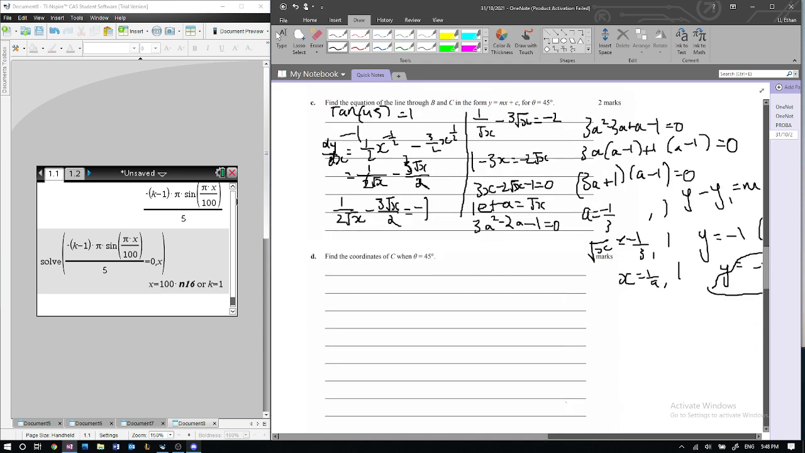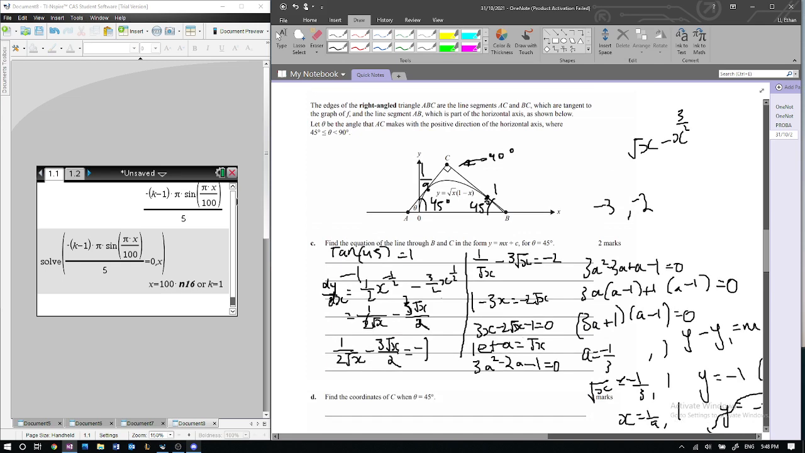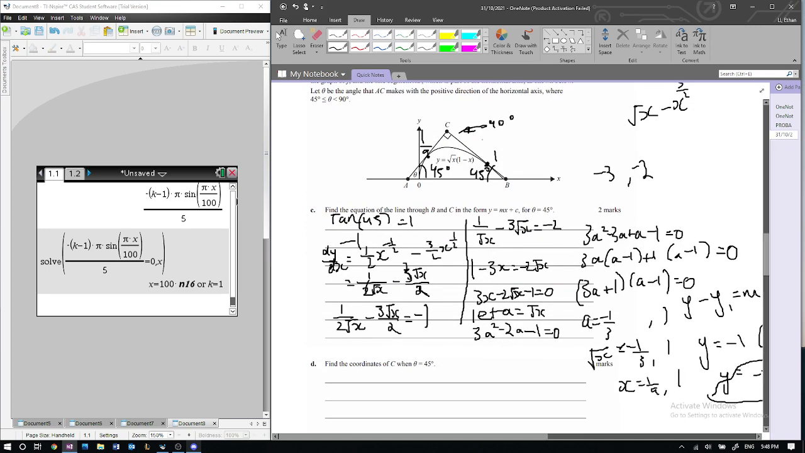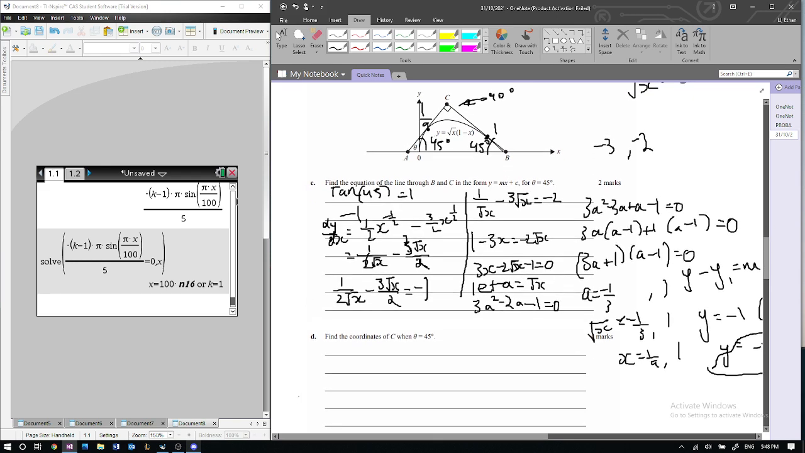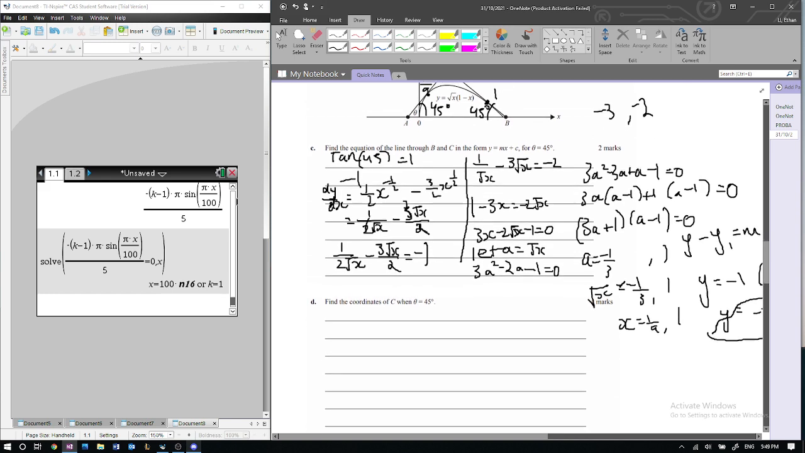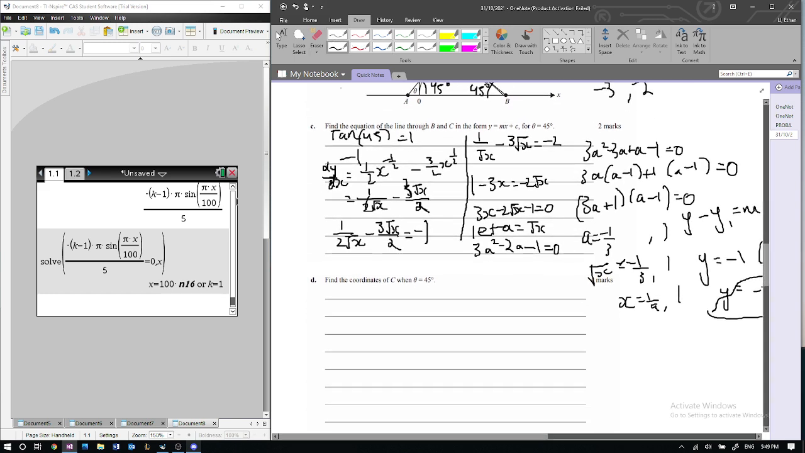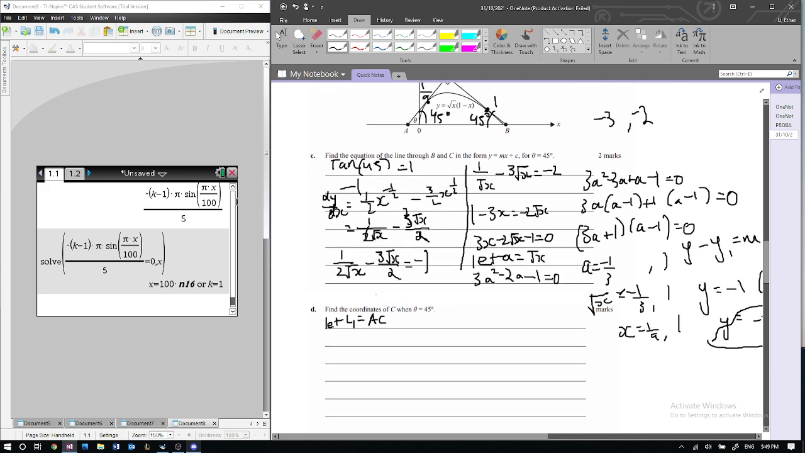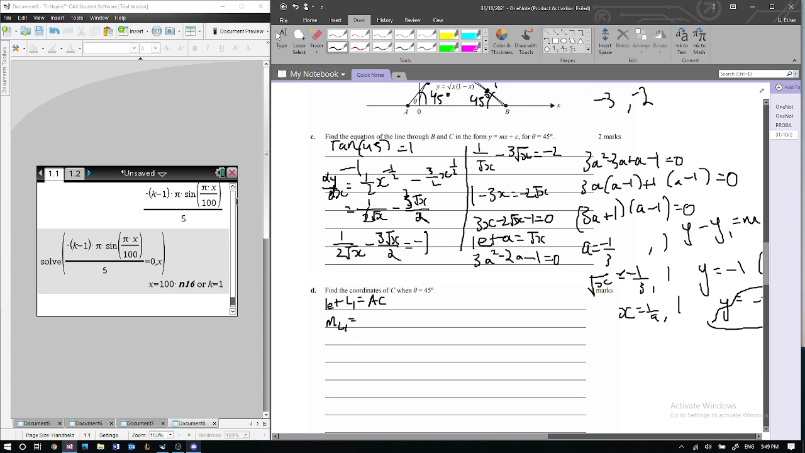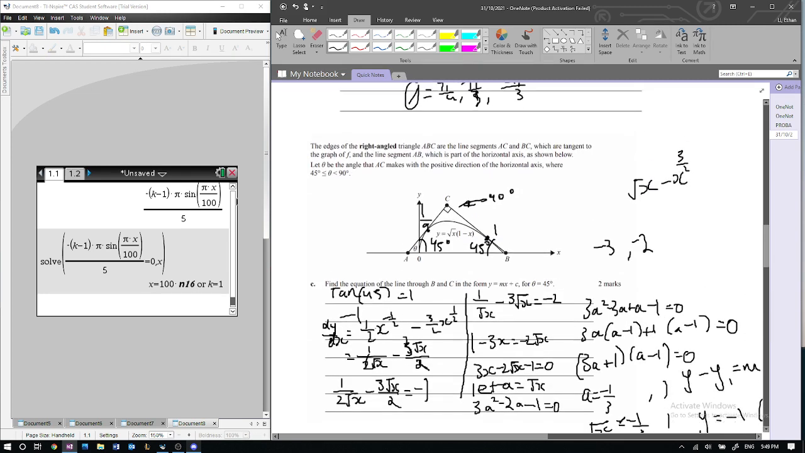Now find the coordinates of C when theta is equal to 45. So we can keep the same stuff. Find the coordinates of C. So straight away, you're thinking, okay, I need 2 equations because if I'm trying to find the intersection, which this is, you're going to need 2 equations. So you already have BC, so you'd find the equation for AC. So let L1 be AC.